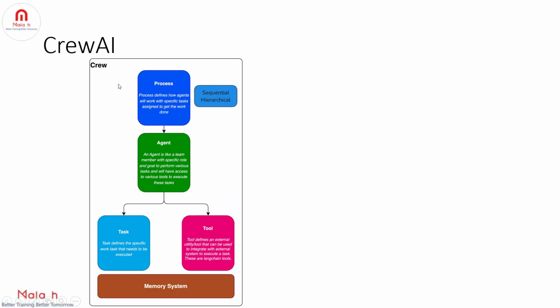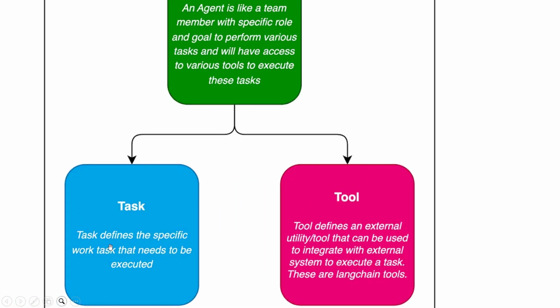So an agent is like a team member in the crew with a specific role, background story, goal, and memory. And the agent is the core performer of the tasks assigned within the framework, right? And each CrewAI agent is a LangChain agent because CrewAI is built on top of LangChain, right? And the next one is task. So task defines the specific work task that needs to be executed. So task, as the name suggests, is the specific task that needs to be executed by an agent. And an agent will perform the task that is assigned.